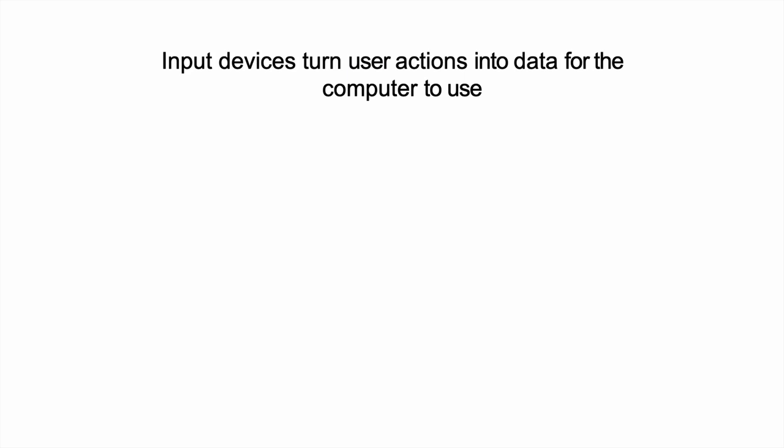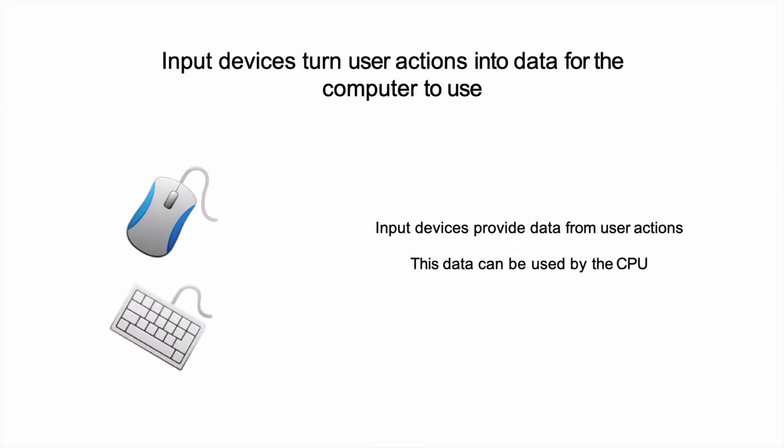Input devices turn user actions into data for the computer to use. For example, we have a mouse and we have a keyboard. Now, when you click on the mouse left button, it detects where your cursor exists on the screen. And under that cursor, if there is any click event or any instruction to the computer to perform any action, the computer will go and perform that action. Similarly, when you type on a keyboard, every key represents some action. If I type the A key on a keyboard, it will type A on the screen.